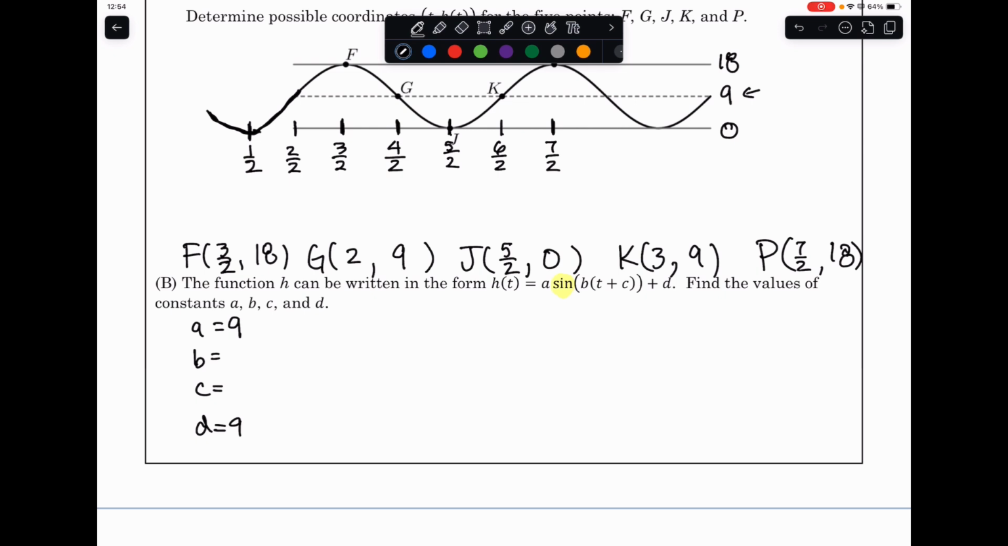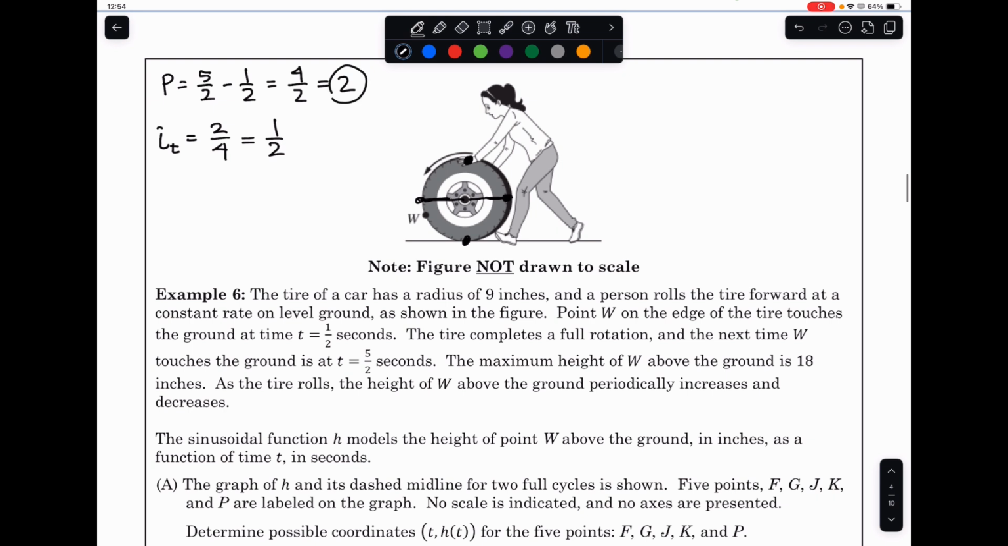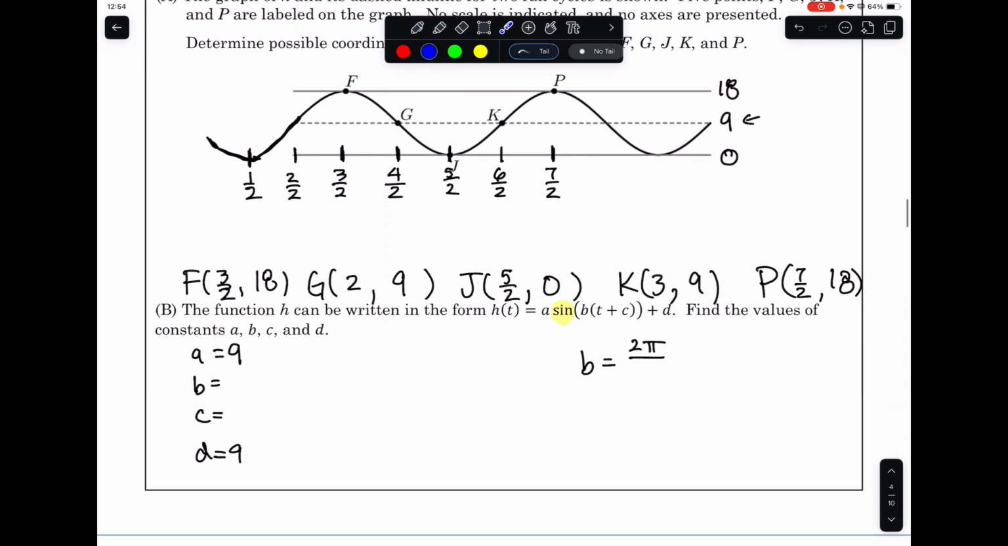Now to find the value of B, we're going to get 2 pi divided by our period. And our period is 2, not 1/2. 1/2 is the time it takes to make a quarter turn. Our period, the length of one full rotation, is 2 seconds. And 2 pi divided by 2 is equal to pi. So the value of B is pi.